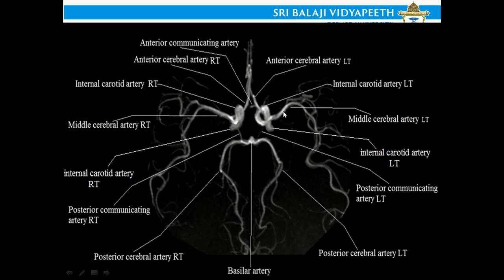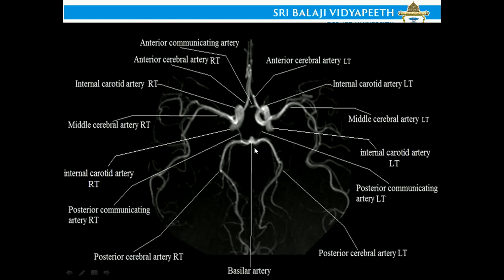This is the middle cerebral artery, which is the second branch from the internal carotid artery, and this is the posterior communicating artery, posterior cerebral vessels. This region is the junction between the posterior cerebral artery, and the circle that forms in the center is called the circle of Willis.